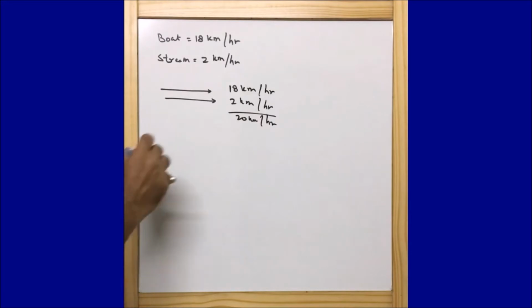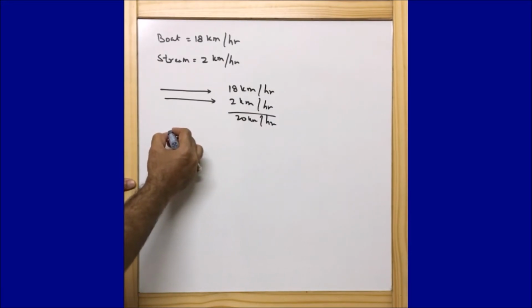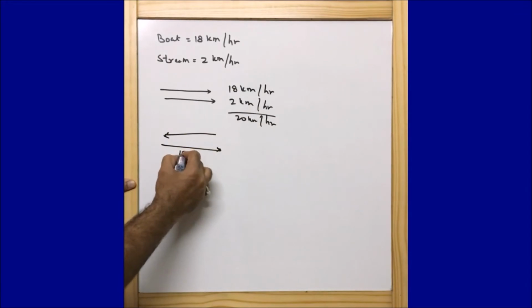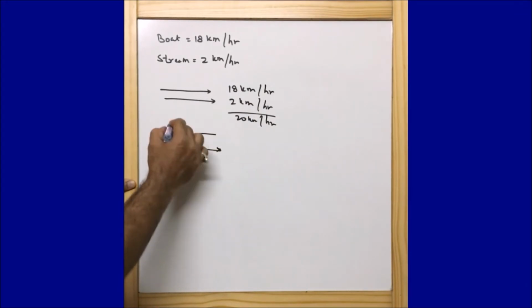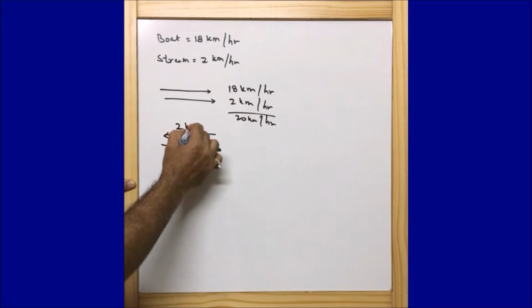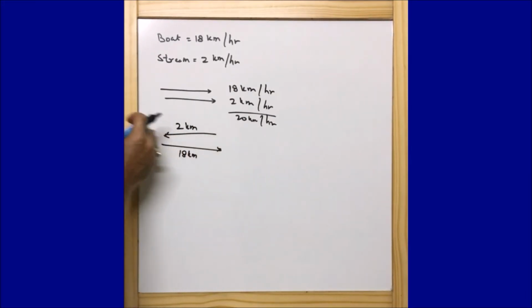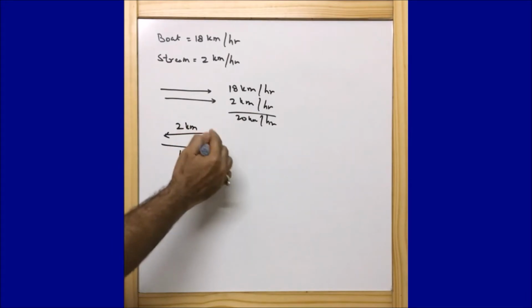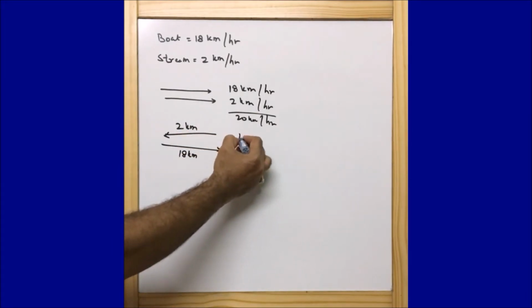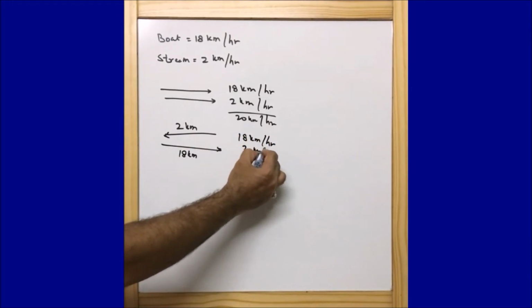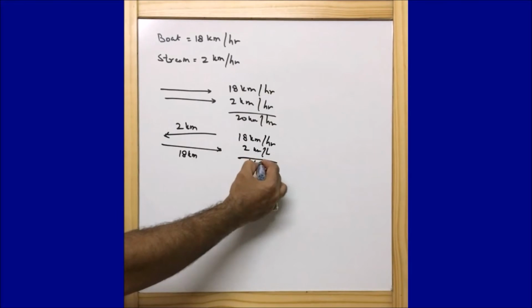Now let's say the things are in a different way. The boat is moving at the speed of 18 km per hour and the stream is flowing at the speed of 2 km per hour. Here the boat is moving towards the right and the stream is flowing towards the left. So the speed of the boat gets reduced. 18 km per hour minus 2 km per hour becomes 16 km per hour.